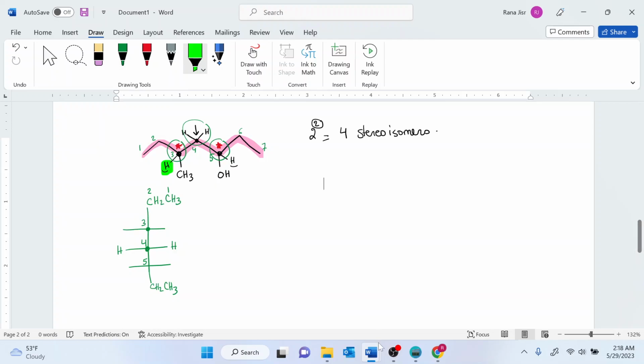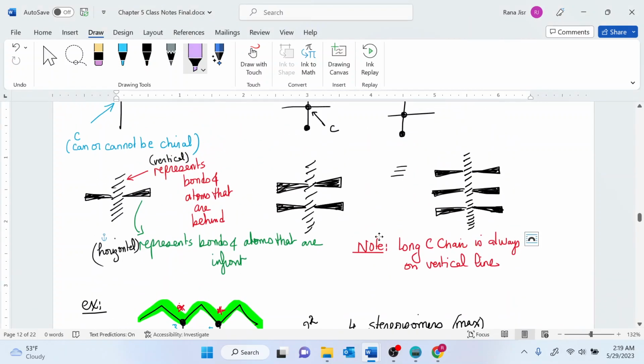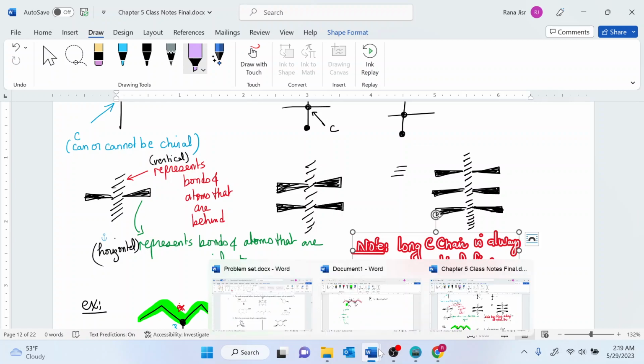So we said that whenever we are working with a Fischer projection, the groups that lie on the vertical line are behind, and any group that lies on the horizontal line is in front.